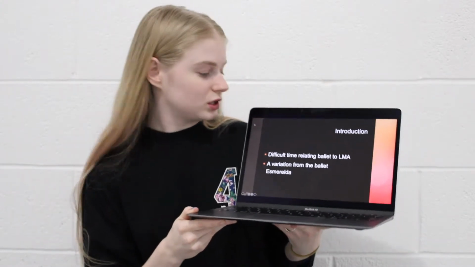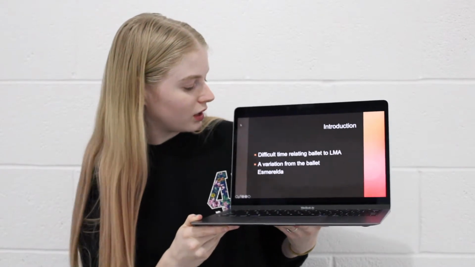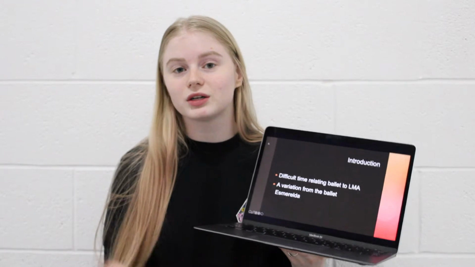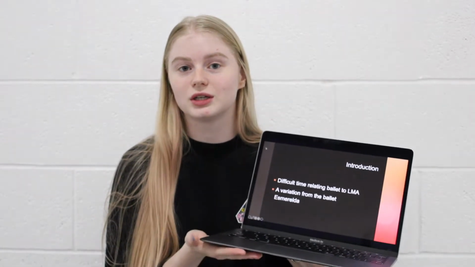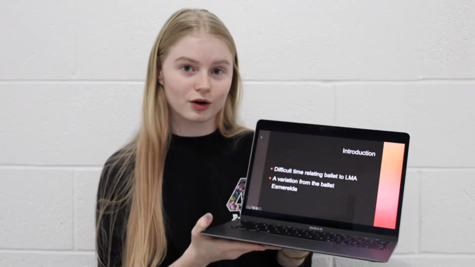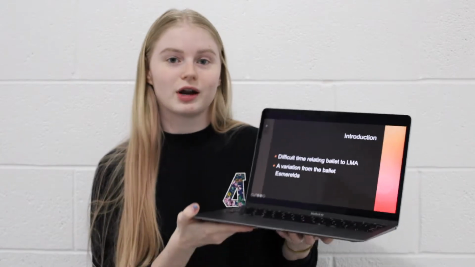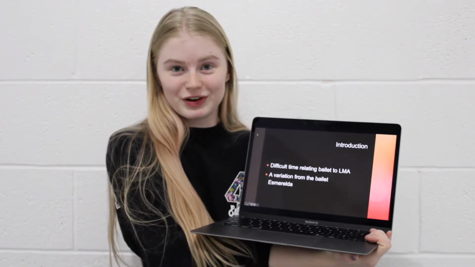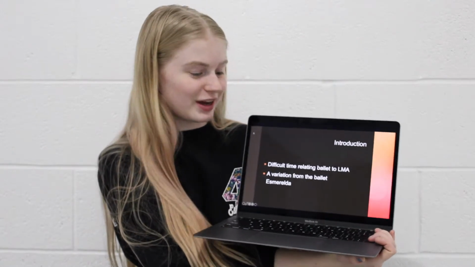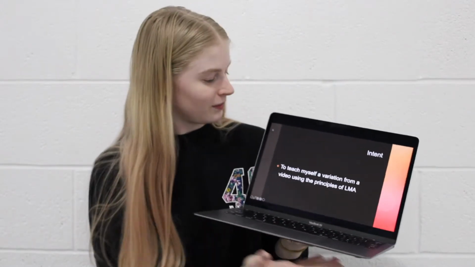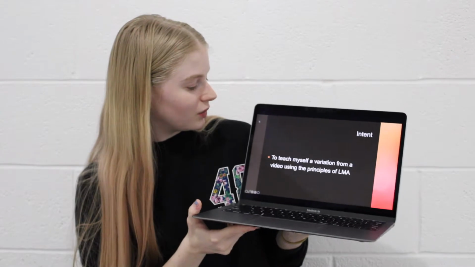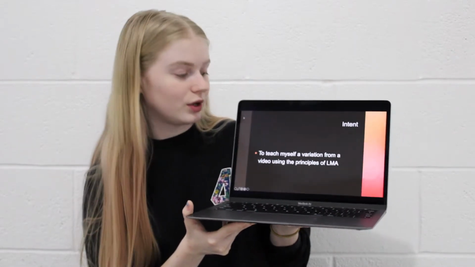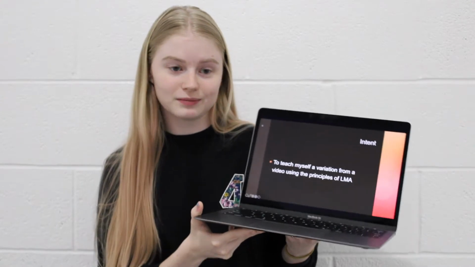So I chose to do this project with a variation from the ballet Esmeralda. We were already sort of working on this variation in my pointe class before we got quarantined, so I figured now would be a good time to teach myself the variation and finish it. My intention was to see if I could teach myself a variation from a video using the principles of LMA.